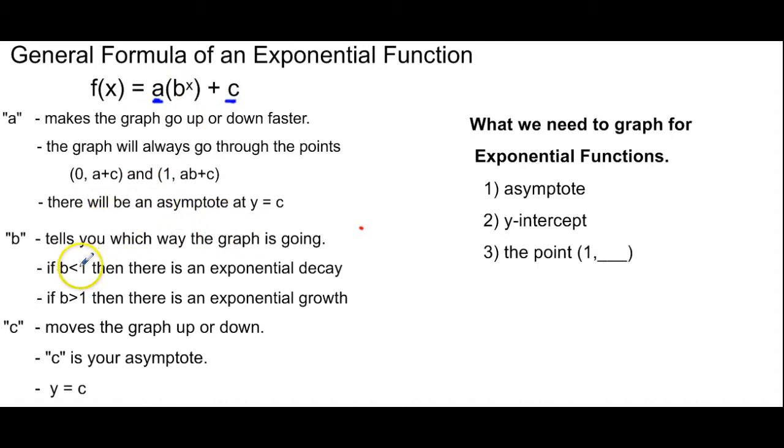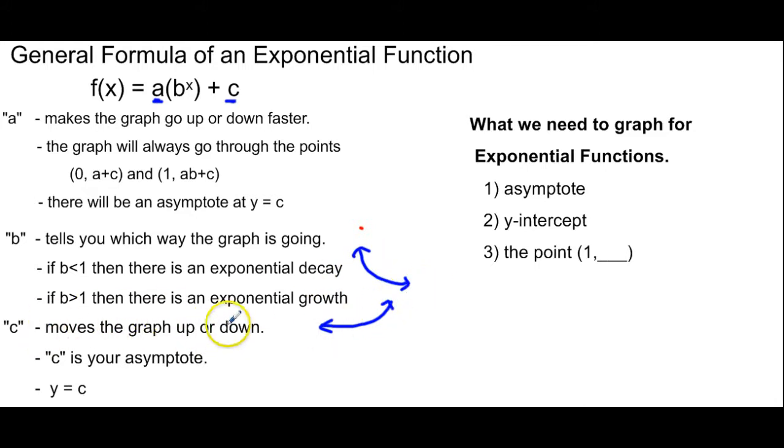All right, b tells you which way the graph is going. So for instance, if b is less than 1, like a small number, then you're going to have an exponential decay, and this is something you guys have seen on that quiz. If b is greater than 1, then it's going to be an exponential growth, so it's going to rise up to the right. This one's going to fall down to the right, this is going to rise up to the right.